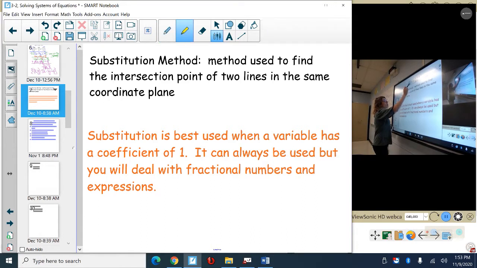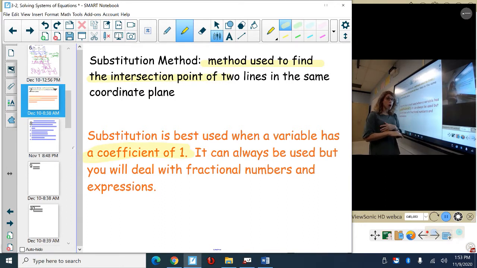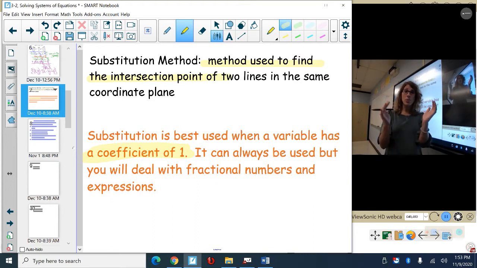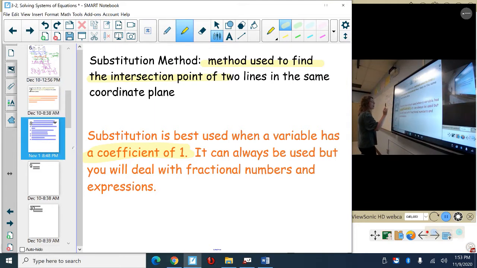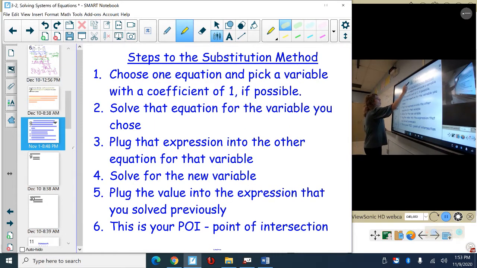Substitution method is whenever you use it to find the intersection point of two lines, and it is best used when the coefficient is 1. You are going to solve for one variable and plug an expression in elsewhere in a different equation for that letter. So how do we do this? Step 1.